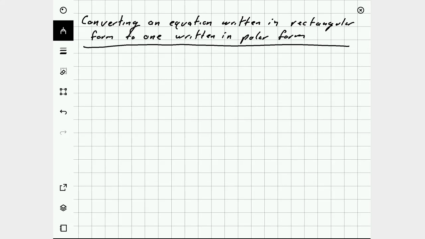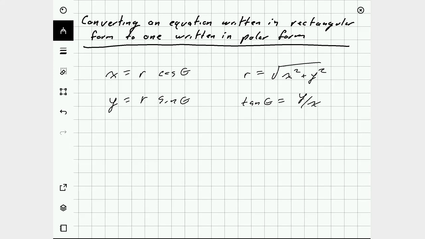So using the conversions that we have between magnitude and direction and component form of a vector, x is equal to r cosine theta, y is equal to r sine theta, r is equal to the square root of x squared plus y squared, and the tangent of theta is equal to y over x. We should be able to take an equation written in rectangular form and manipulate it, play around with it a little bit to turn it into something that is written using polar coordinates.